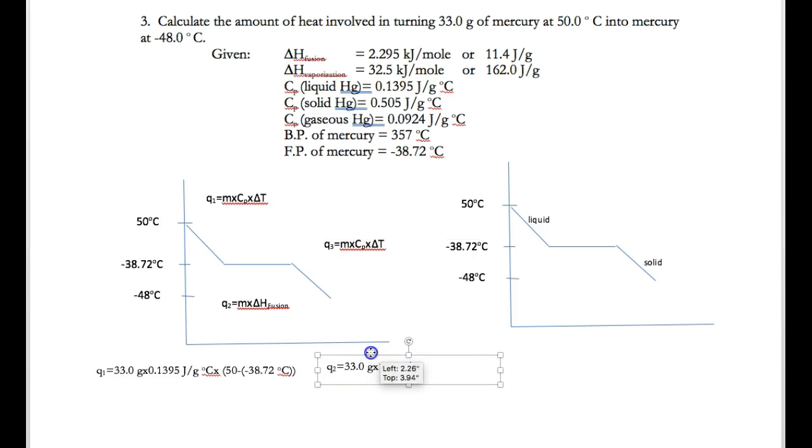The next part of this problem will be doing the calculation for Q2, and that Q2 value will be a state of matter change, so there's no delta T, just 33 times the heat of fusion. And I'm going to be using the joule per gram value there at the top, just because that's the easiest one to use with the units that I have, right? Joule per gram of fusion there.